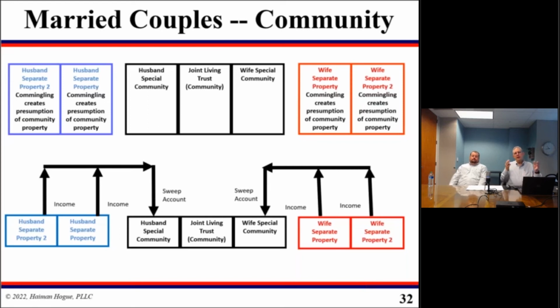Now, those sweep accounts, every institution can do these. They take the income, they sweep it into another account. That way, the separate property doesn't become commingled. Now, you may think, well, we're not going to go through a divorce. I hope that's true. But let me tell you, this comes up in ways that most people don't think of.